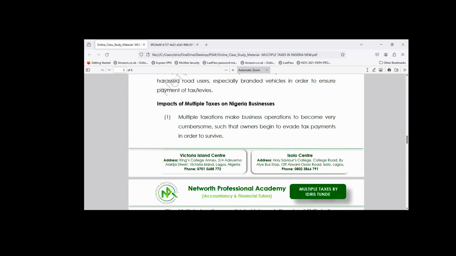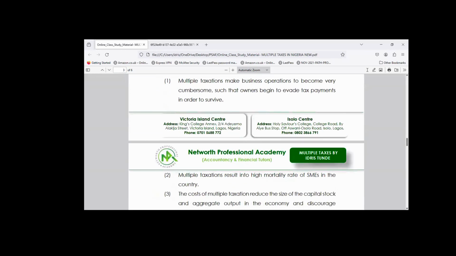And again, if business is difficult, those who are operating the business may want to evade tax. They will not want to pay any tax at all because they believe that the amount of taxes they are paying is too much, so they say let me just evade. And we know that tax evasion is illegal. It's criminal. So that is one impact of multiple taxes.